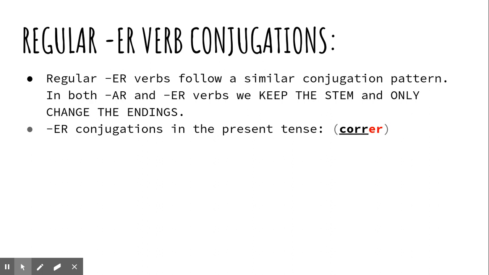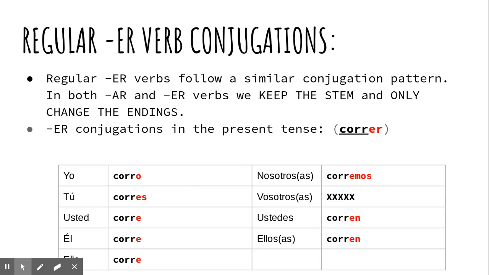Once again, we have the stem underlined, we have the ending in red, and these are going to be the endings that correspond to the verb correr and those pronouns. Once again, remember that we are not conjugating the form of vosotros. So don't worry about that one. Please make sure you copy those endings correctly. Make sure you keep the stems and do not change the stem of correr at all.